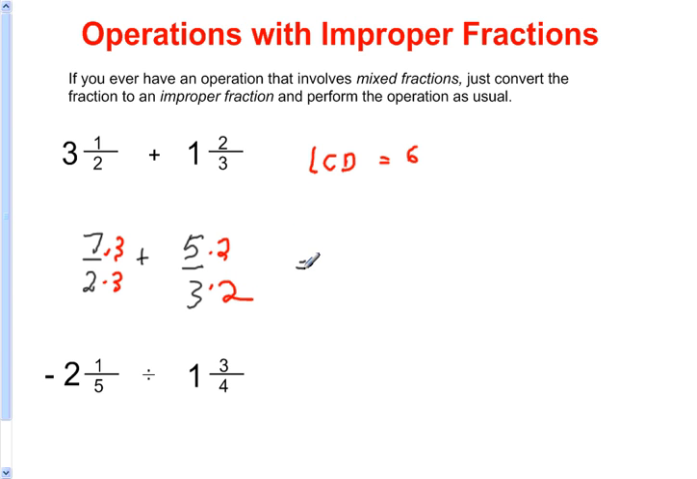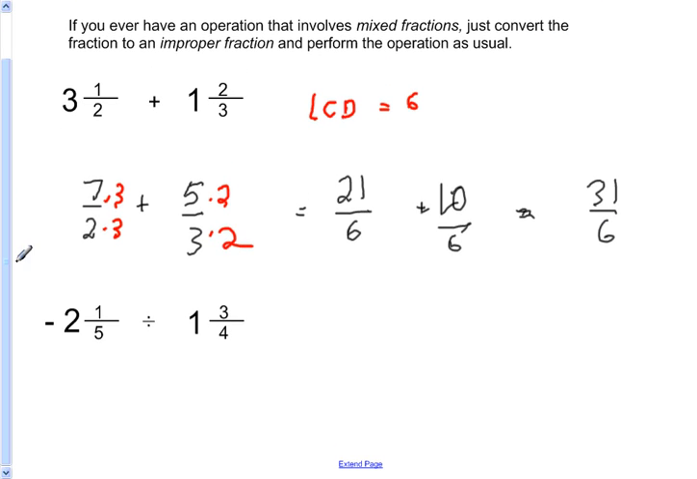Well, we are going to get 21 over 6 plus 10 over 6. Denominators are the same. We just add the numerators, perform the operation. 21 plus 10 is 31 all over 6. That's all there is to it. Just change that mixed fraction to improper.